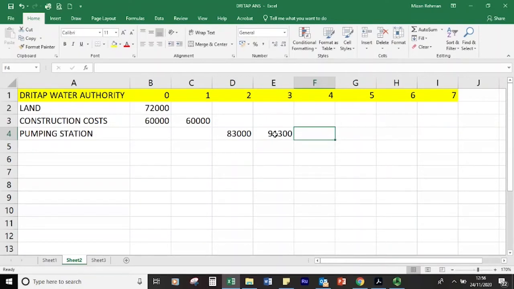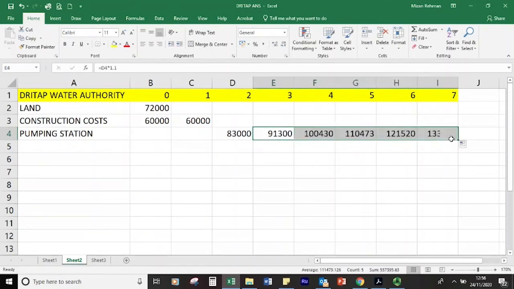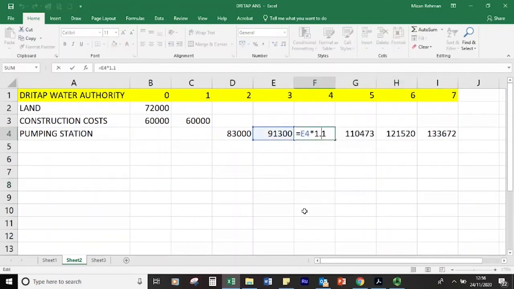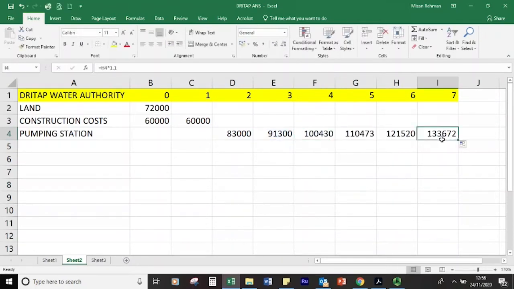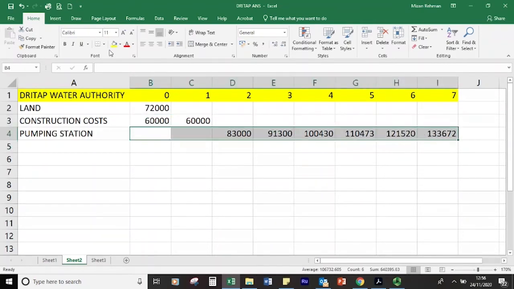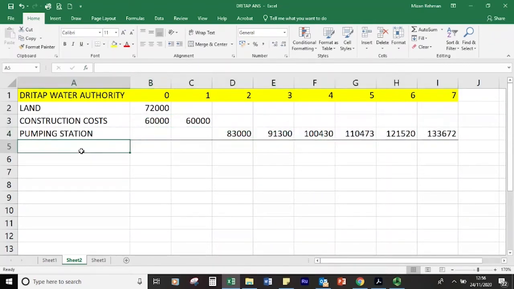Now, if we simply autofill this, we will get 10% every year anyway. So look at this. We have E4 and 1.1, which is 10% extra. Let's skip that and let's do the last one, and it's giving us the same 10% extra. So we have taken that into account. Now we can total these up and get our total outflows.